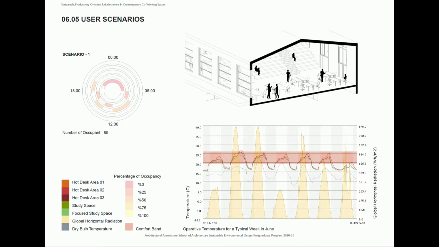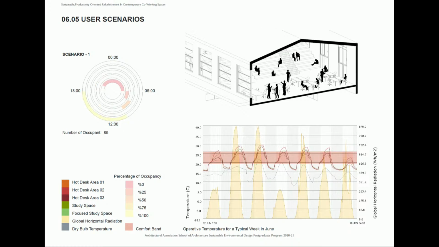The first scenario I wanted to check was when the building is half occupied. And as you can see, when the building is half occupied, which is actually the expected scenario for now, at least with the COVID situation, it is within the comfort band throughout a typical week in June, a bit higher in the comfort band, but still in the comfort band.